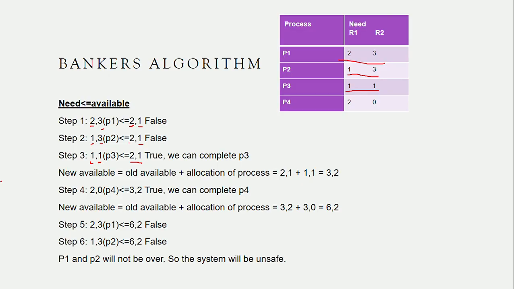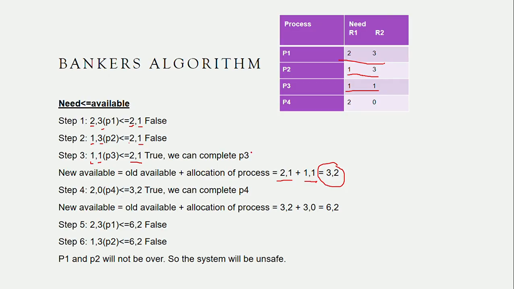So that's why we have to calculate new availability as old availability plus the allocation of the process. The old resources which are available with us are 2, 1, and 1, 1 was the need of that P3 resource. As it has deallocated, 2, 1 plus 1, 1 is 3, 2. This is the new availability which we have.